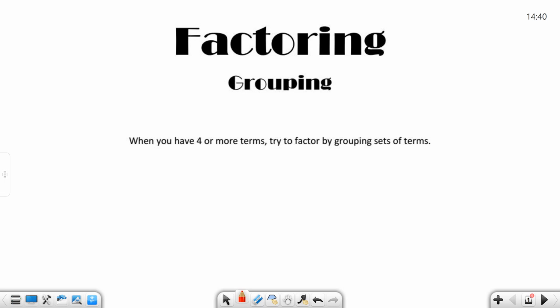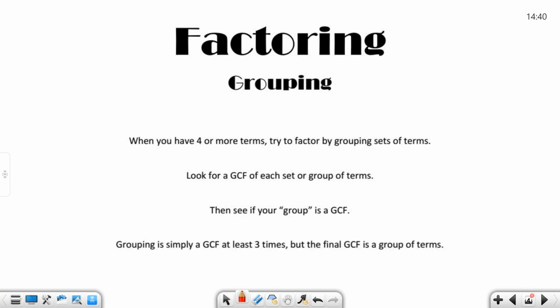Factoring. Grouping. When you have 4 or more terms, try to factor by grouping sets of terms. Look for a GCF, a greatest common factor, of each set or group of terms. Then see if your group has a GCF, okay? And so grouping is simply a GCF at least 3 times, but the final GCF is a group of terms.